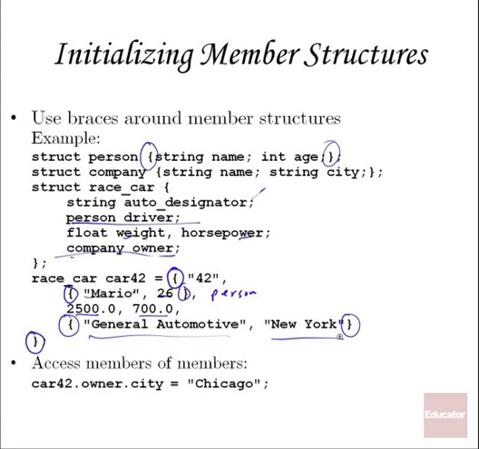Now we need to access the data within the data. So we defined car 42. Car 42 dot owner gives you this data. Dot city gives you that data, which we're changing to Chicago, because it turns out we got the wrong city.